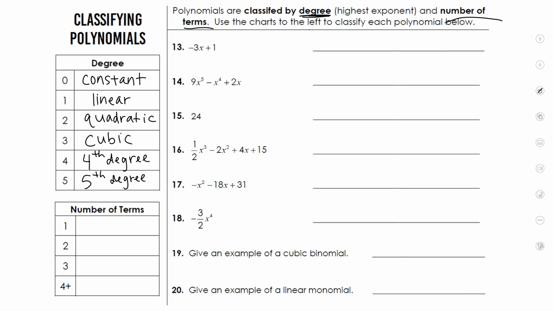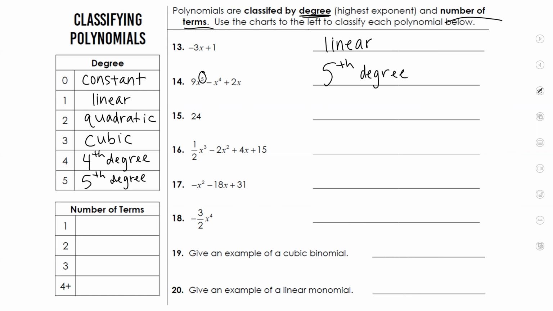Okay, so let's just go through real quick and classify each degree. For number 13, what degree is this? What name are we going to use? Linear. This one is linear. What degree is number 14? 5th degree, the highest exponent is a 5. So this is a 5th degree. Okay, you guys get what we're doing there?